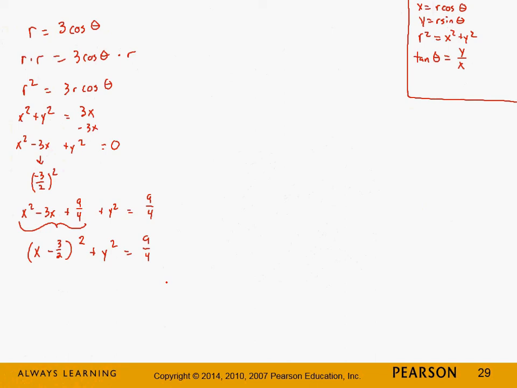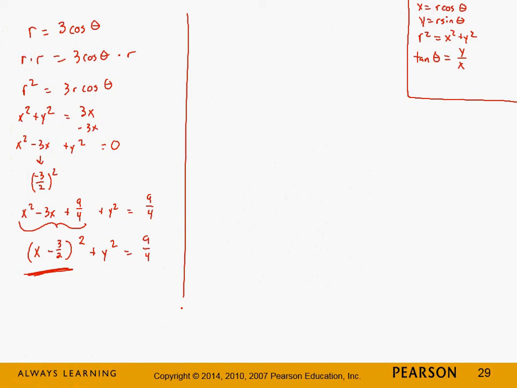But the reason we do that is to get it in the standard x minus h squared plus y minus k squared form for a circle. Okay? Now that's one possible method of solving a polar to rectangular.